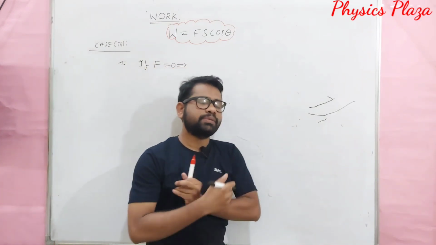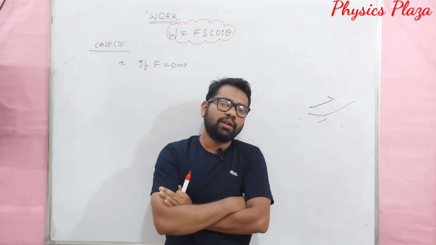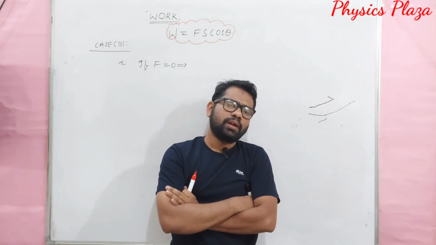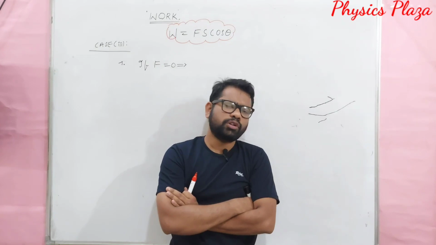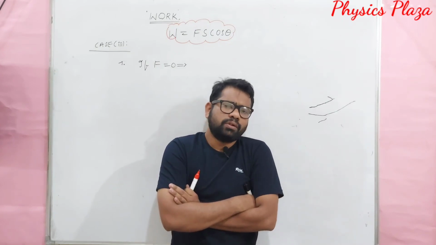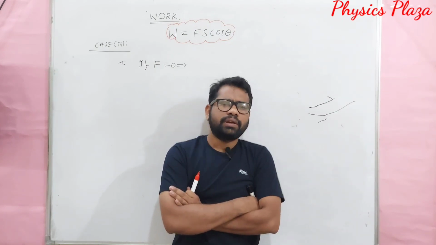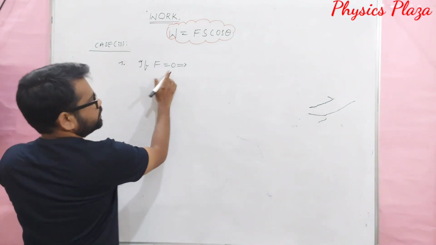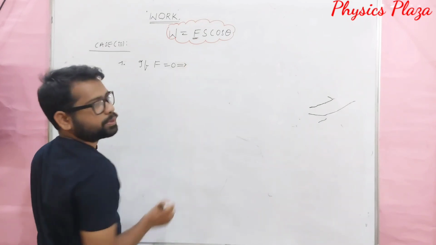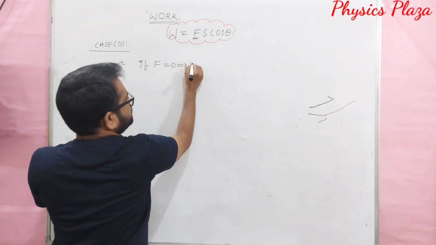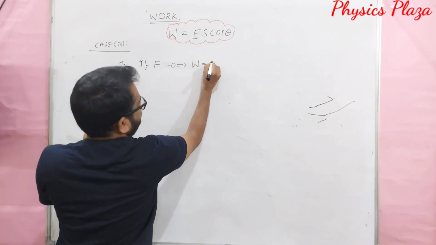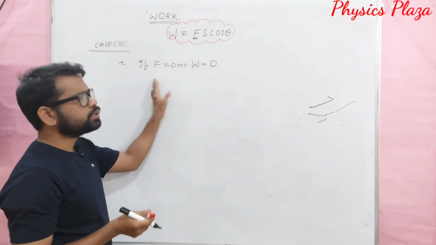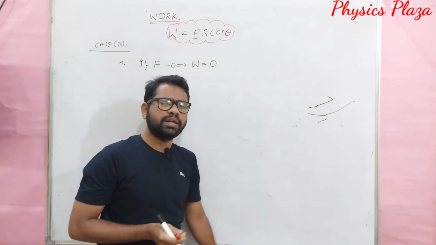For example, children, I am simply standing like this. What is the work done by me here? I am not applying force. I am not at all applying force, I am just standing. So, as I am not applying any force, definitely there won't be any work done, right? So, as W is equal to F into S, here F is equal to 0, you can substitute. Then 0 into something will be 0 only. So, that is equal to 0. Of course, no force, no displacement, it's 0 only.